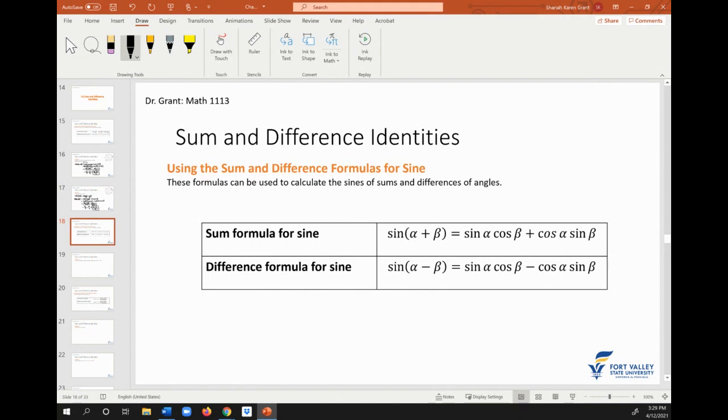Now we're going to look at the sum and difference for sine. So if you have two angles, alpha and beta, and you want to take the sum, sine of alpha plus beta is going to be sine alpha cosine beta plus cosine alpha sine beta. And then the difference formula, sine of alpha minus beta, is going to be equal to sine alpha cosine beta minus cosine alpha sine beta.